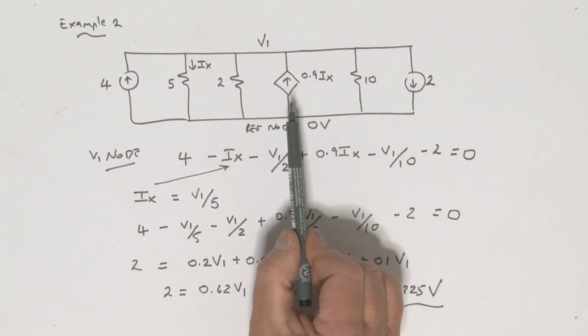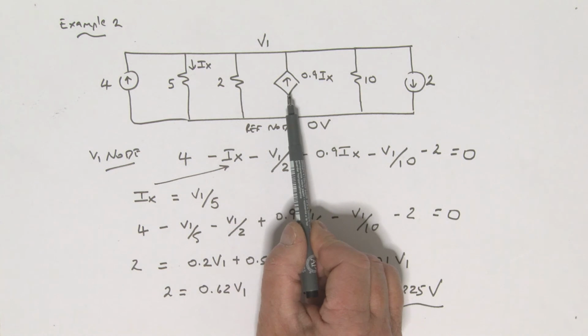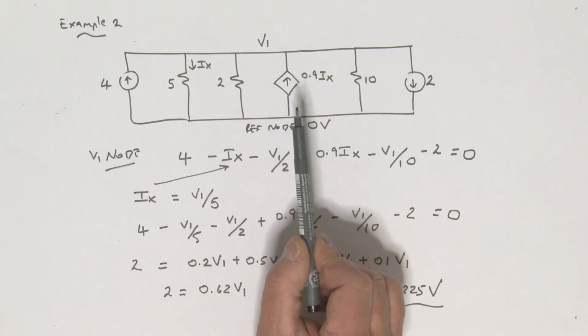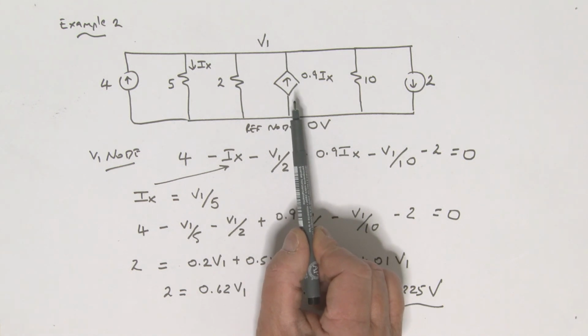Okay, so that's a second example. In this case, we've got a dependent source, which is a current dependent current source. So that's example number 2.